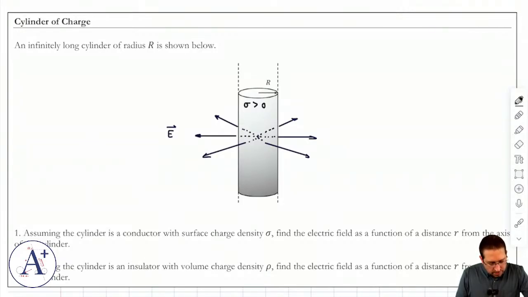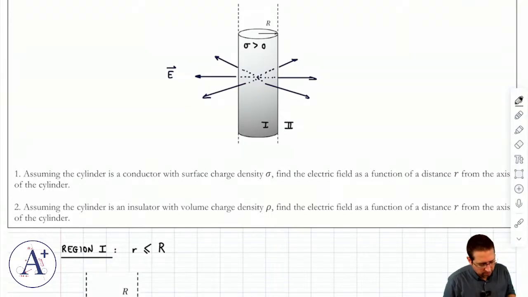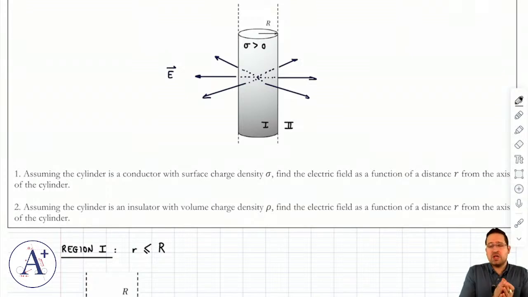Okay, so that's what the electric field looks like, yeah? And we assume that we have a conductor with a surface charge density sigma, all right? Find the electric field as a function of a distance r from the axis of the cylinder. Okay. So this cylinder has two regions. I'm going to call region 1 and region 2 the two regions. Region 1 is inside the cylinder, and region 2 is outside. And this is a solid cylinder, right? It's not hollow. It's like a rod of metal if it's a conductor, okay? All right, so in each region, we need to find the electric field, and we should not assume that we have the same electric field in each region. That's probably not the case.